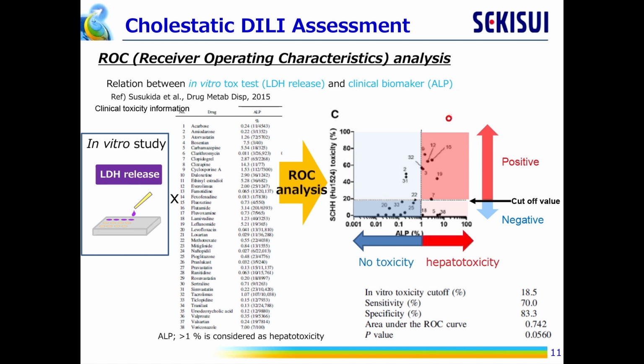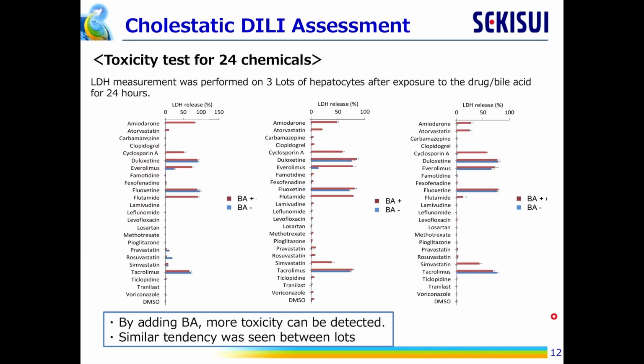So here, we put ALP on the x-axis and LDH release data from the in vitro study on the y-axis. From these sample data, ROC analysis shows we get a cutoff value of 18.5%. This means a compound would be predicted to cause liver toxicity if the result of the in vitro LDH assay is over 18.5%. We conduct the same study to get the cutoff value in 3 different hepatocyte lots to account for inter-individual differences in metabolism and drug transporter activity.